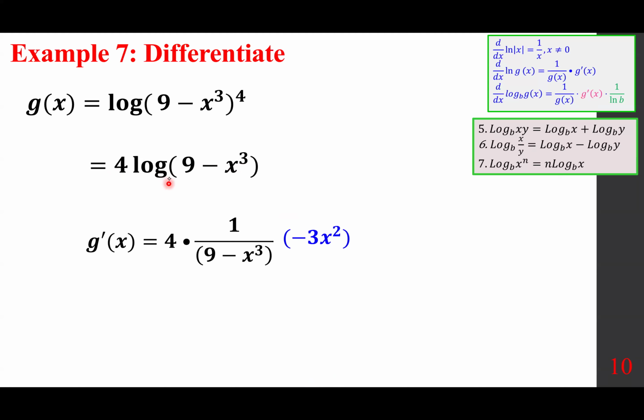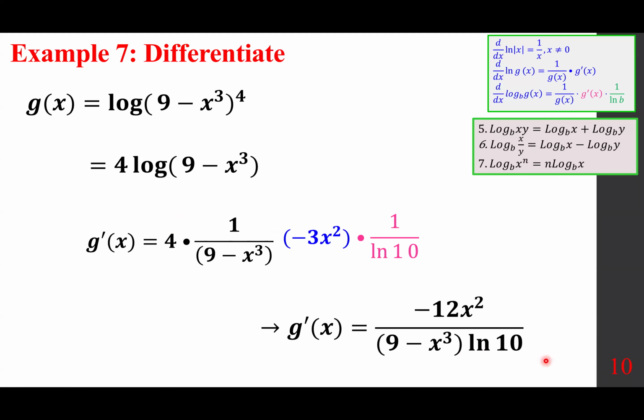Then when I look at it, the base is missing. LOG means the base is 10. So when there is no base and it's LOG, the base is 10. So I need 1 over ln b, 1 over ln 10. So for the final answer, we put these together in the numerator as negative 12x squared, and we get 9 minus x cubed times ln 10. The reason we write it in this fashion is that if you put this expression after ln 10, it may be confusing as part of the natural log, which it is not. So it's 9 minus x cubed times ln 10 as the final answer.